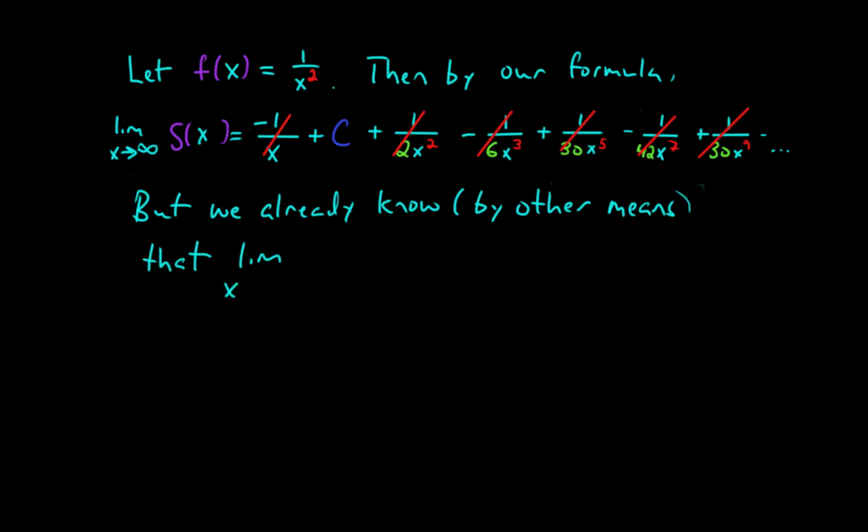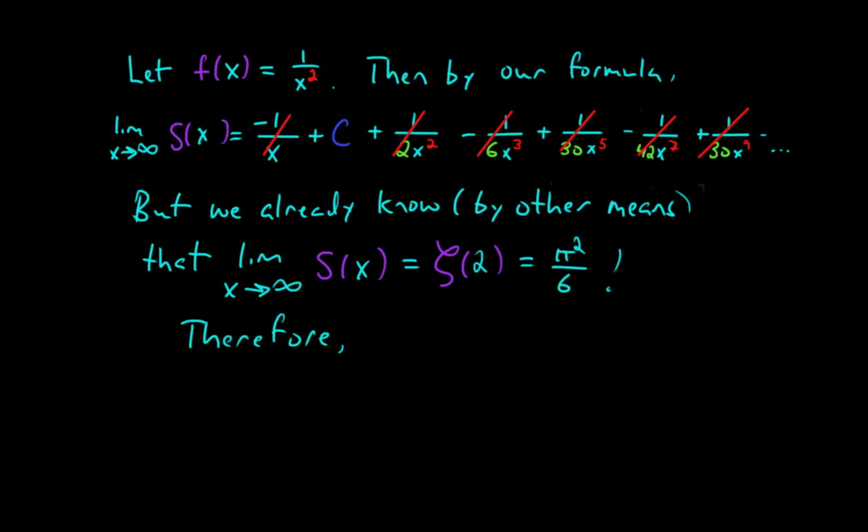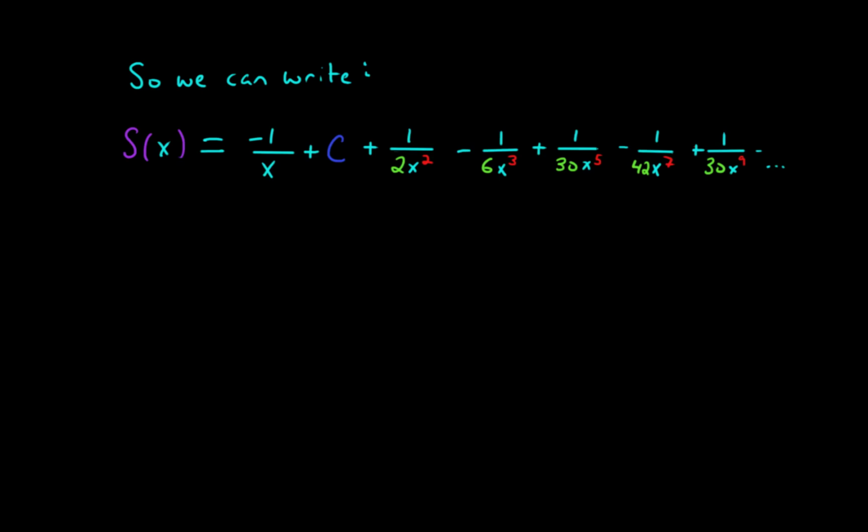So therefore, on the right-hand side of our Euler-Maclaurin summation formula, all the terms that have x in the denominator go to 0, and we're left with c equaling pi squared over 6. So when we plug in pi squared over 6 for c into the Euler-Maclaurin summation formula, we're able to then obtain a very good computational estimate of zeta of 2. And here's how we would do that.